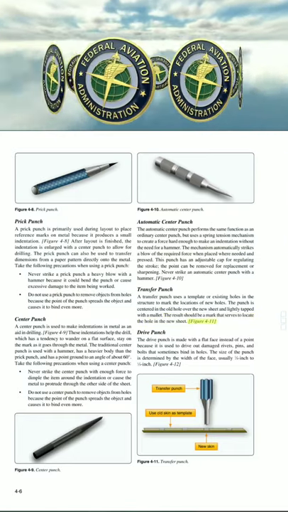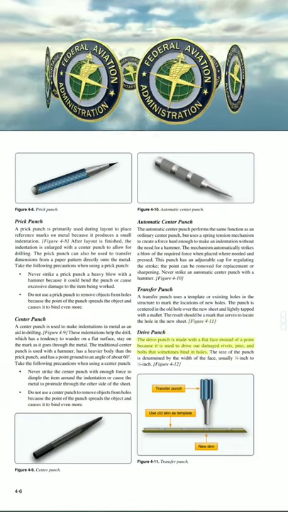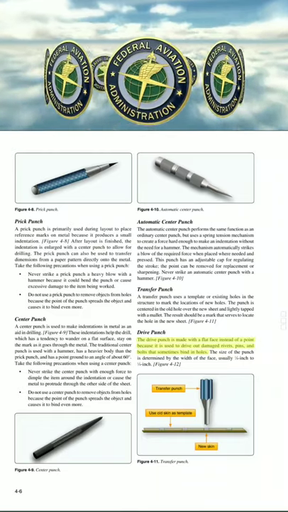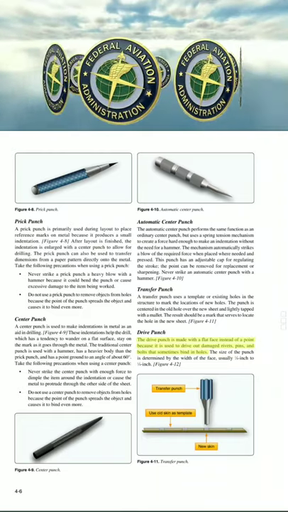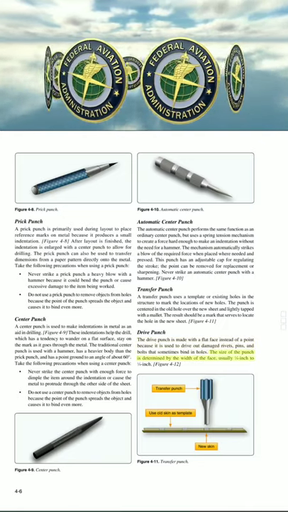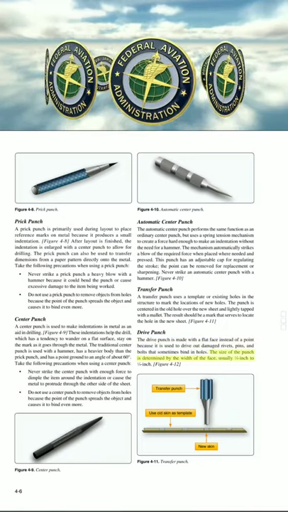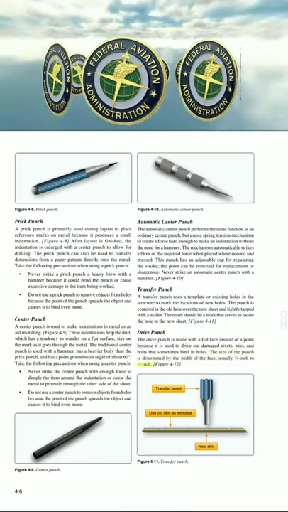Figure 4-11. Drive punch. The drive punch is made with a flat face instead of a point because it is used to drive out damaged rivets, pins, and bolts that sometimes bind in holes. The size of the punch is determined by the width of the face, usually 1/8 inch to 1/4 inch.